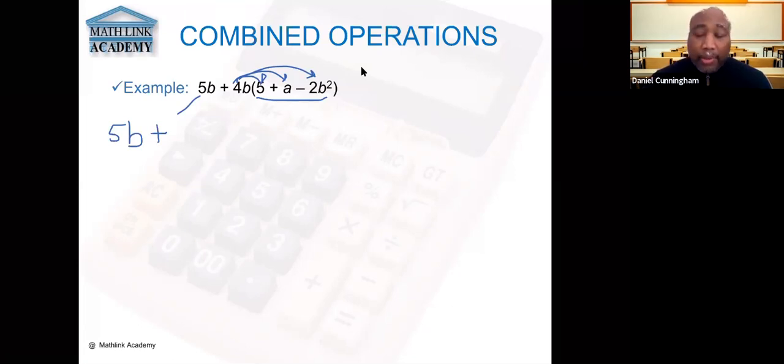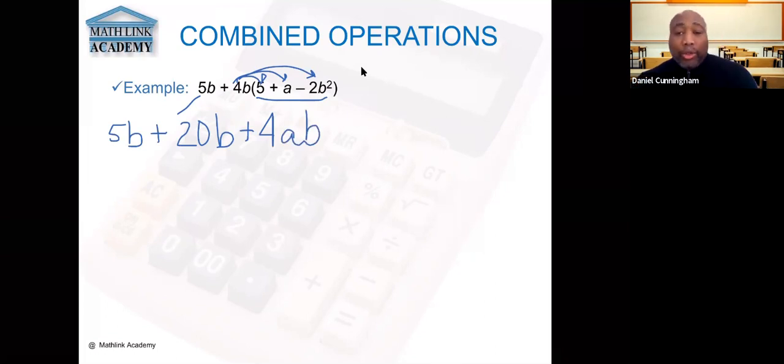So for this problem, it'll be 4b times 5, which is 20b. 4b times a would be plus 4ab, and 4b times minus 2b squared will be a minus 8b cubed. Don't forget that b has a visible 1 in front with that 4b over there.